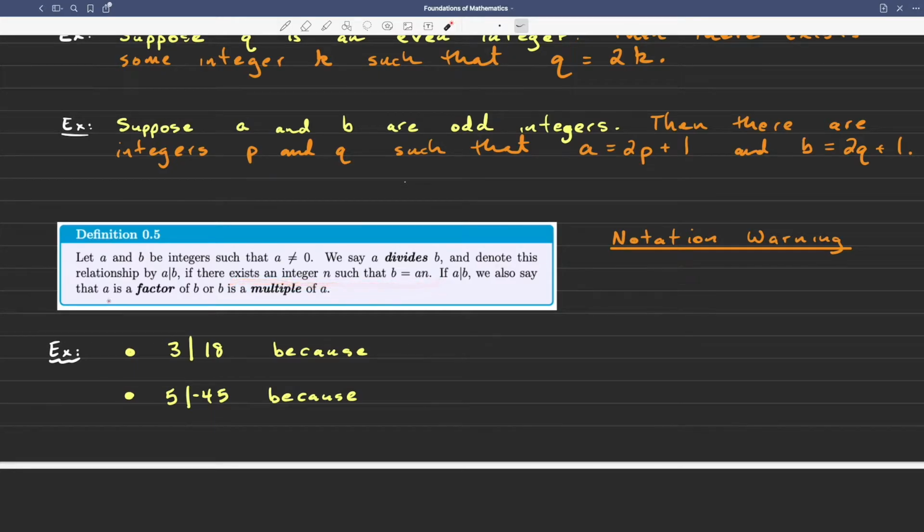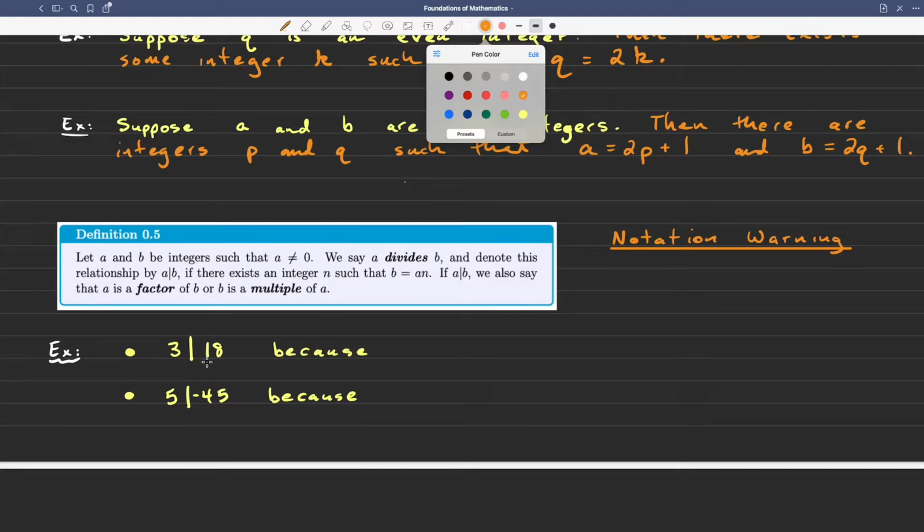And for that reason, we use this terminology: a is a factor of b to mean the same thing. Or we say b is a multiple of a. So we multiply a by something to get b, which is captured in this equation right here. Down here at the bottom, I have a couple of examples to just illustrate the concept.